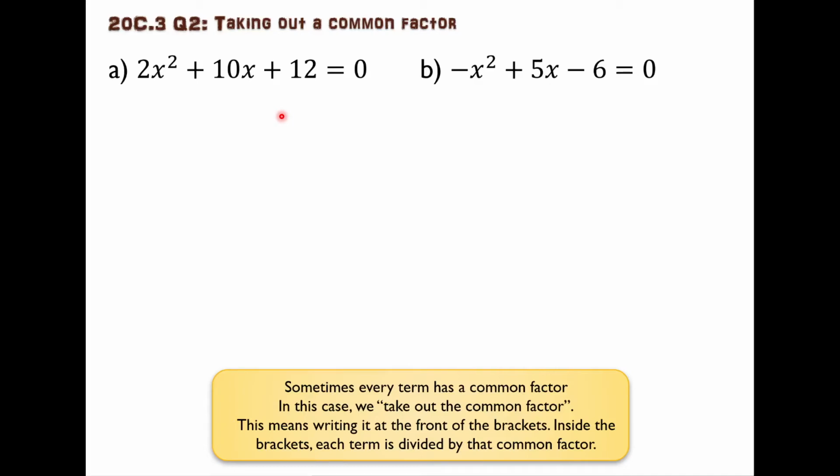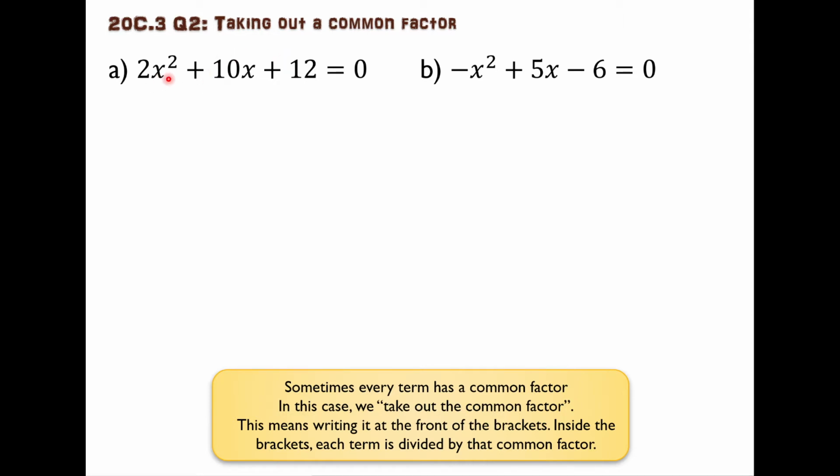How can we solve quadratic equations where the coefficient of the x squared term isn't 1? There's a number before the x squared term. Well, one strategy is to take out a common factor. So let's see how that works.